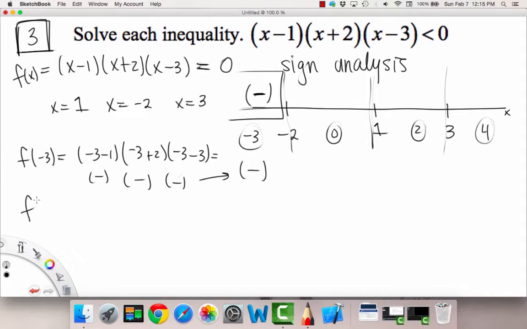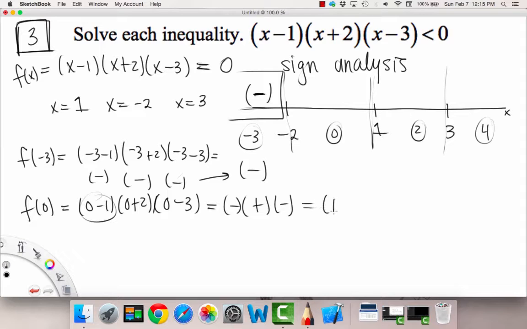Now let's do the same thing with the other 3 test points. So f of 0 is equal to 0 minus 1, 0 plus 2, and 0 minus 3. So again, we can say that the first group is going to give us negative, this is going to be positive, and that's negative. So this turns out to be positive, right? So we put a plus sign right in there. So we're done with that interval.